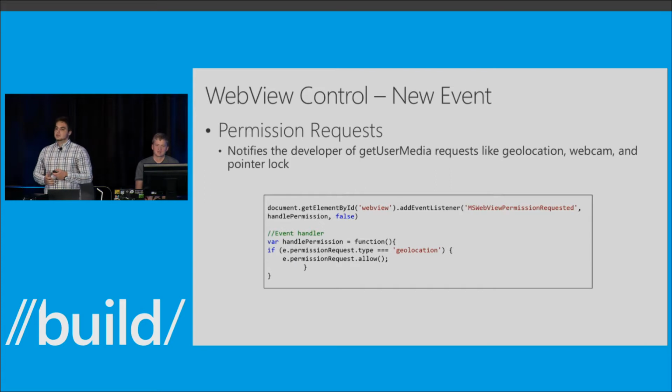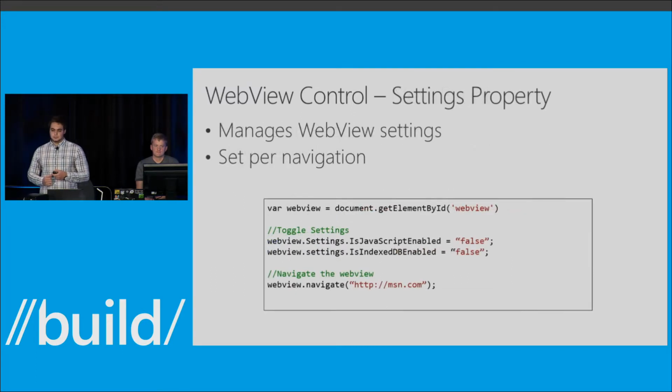We've added the permission requested API or event. And what this event gives you the control over is permission requests like get user media and geolocation. And the developer is either able to defer to the user or auto allow or deny that request. Another thing that we added was the settings property. And the settings property controls is JavaScript enabled and is IndexedDB enabled for the web view. This is set before navigation.